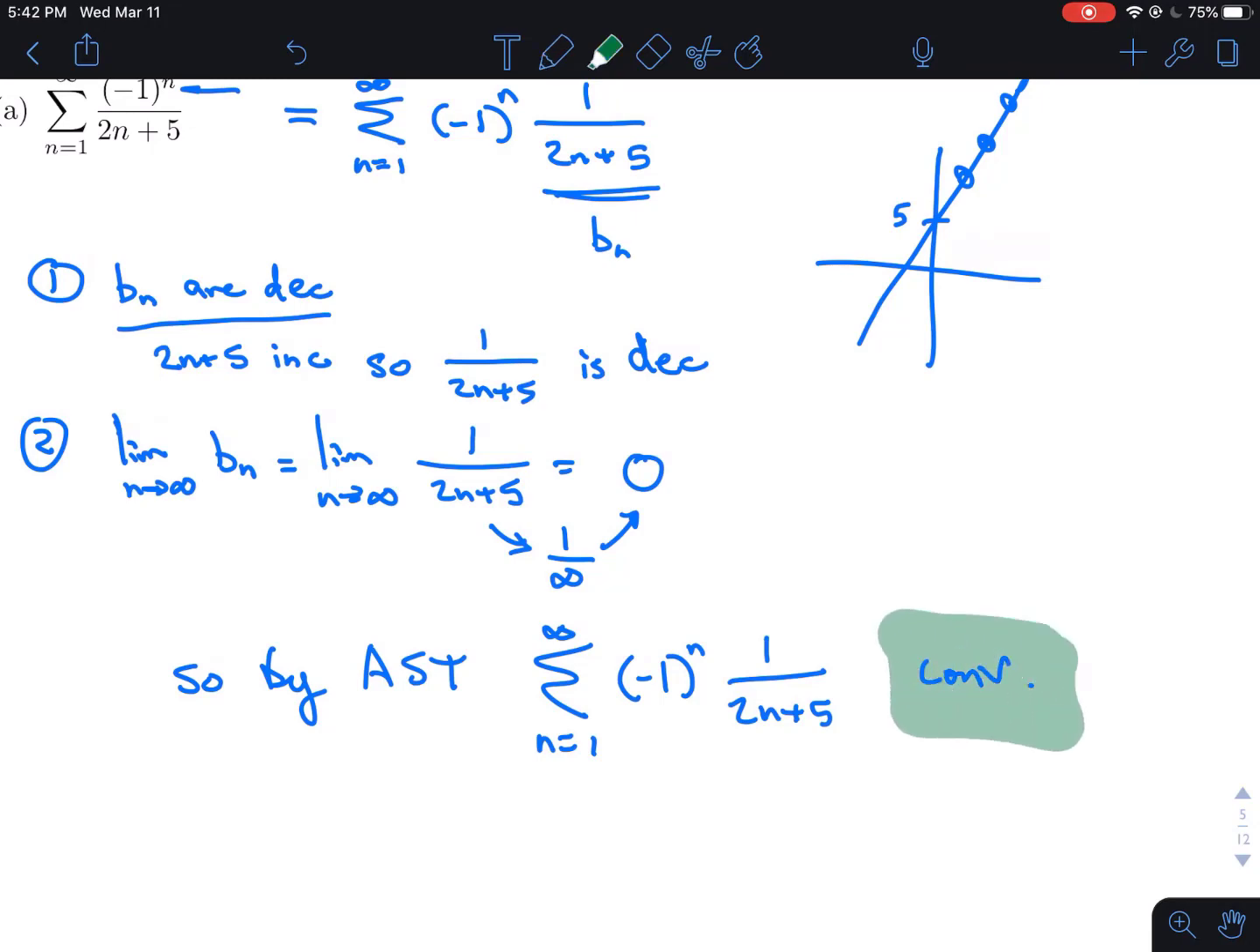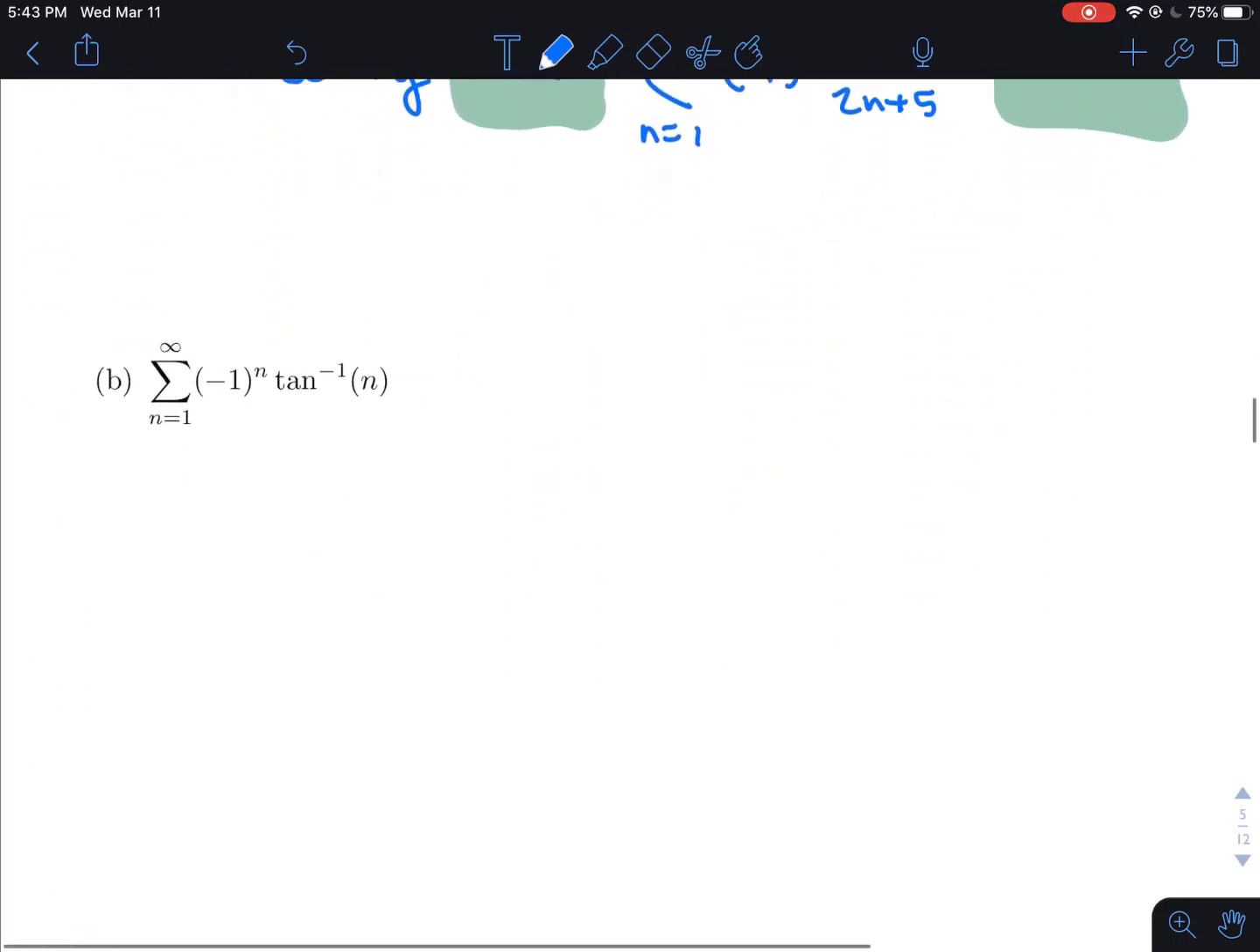So there would be my final answer, and I would probably really emphasize why it converges. It's by the alternating series test. And it's fine if you want to abbreviate that, AST. We all know what that means. Okay, so let's move on here to our second problem.